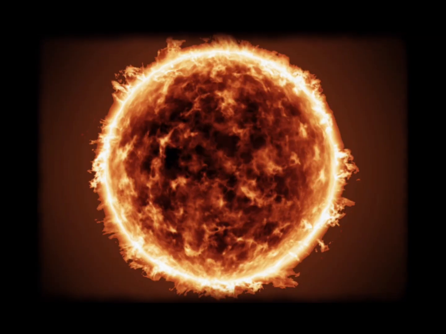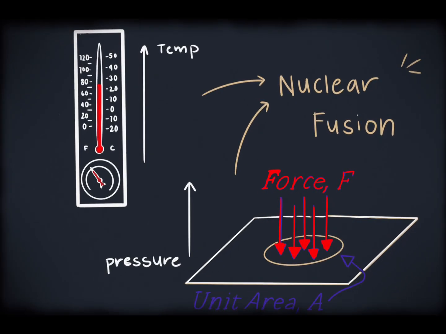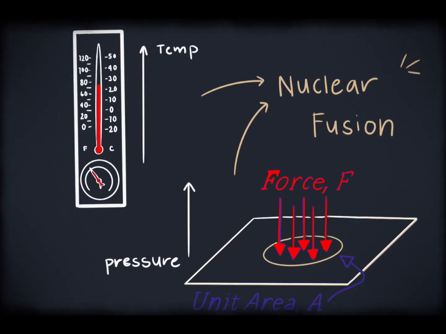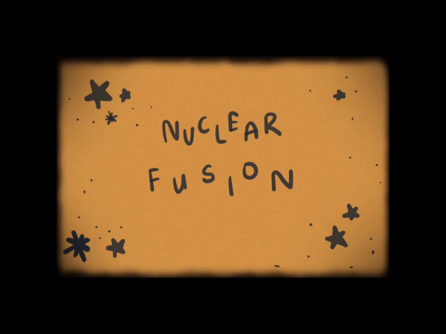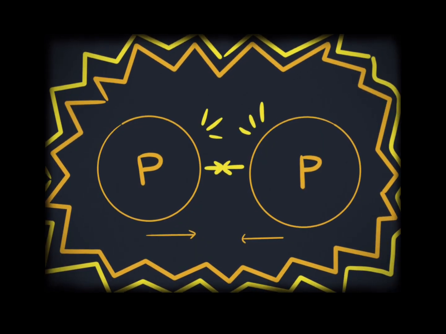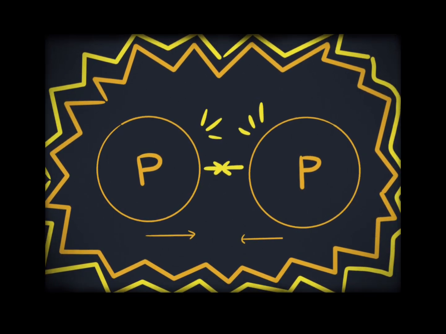Now, if the temperature at the center of these protostars gets hot enough, around 10 million degrees Celsius, it can induce nuclear fusion, which is a process that must take place for a protostar to be considered a real star. During nuclear fusion, 2 atomic nuclei combine to form a single heavier nucleus while releasing massive amounts of energy.